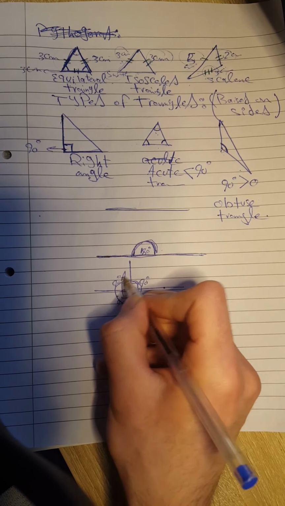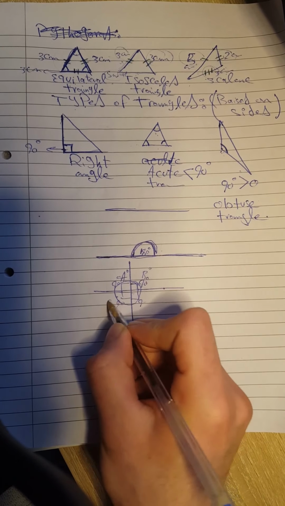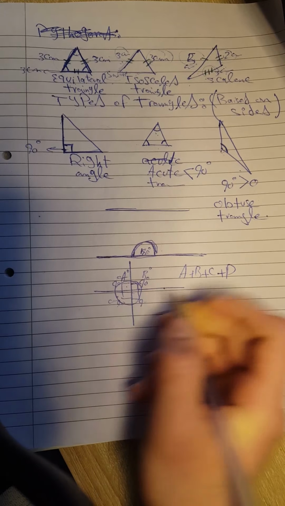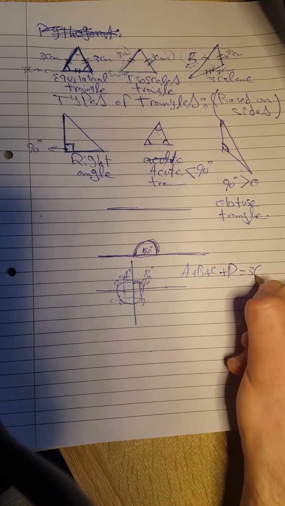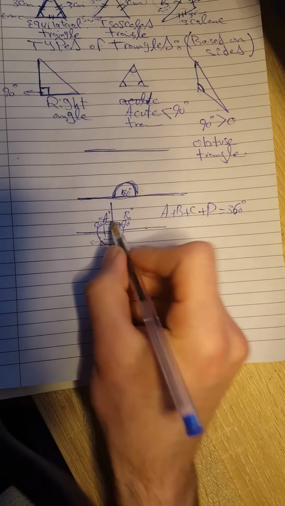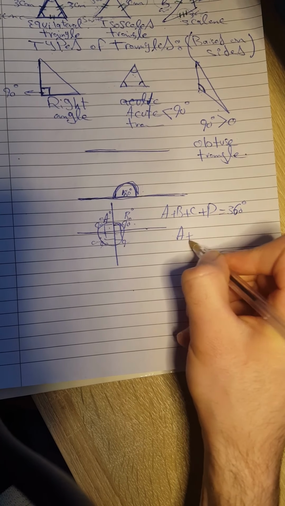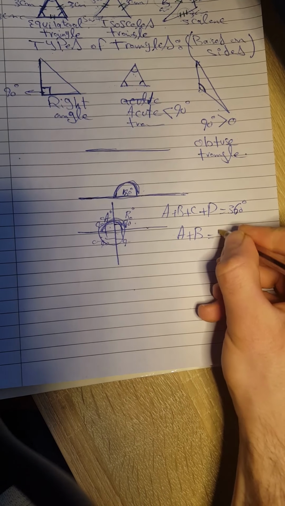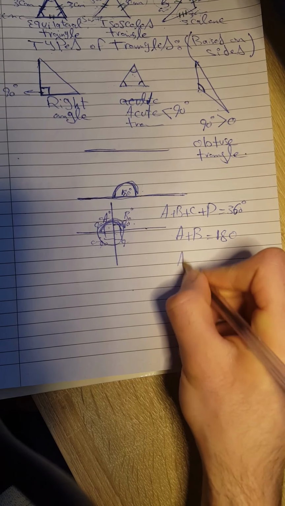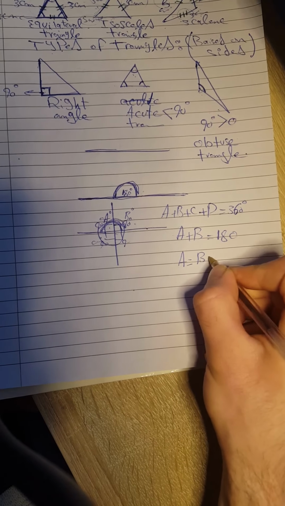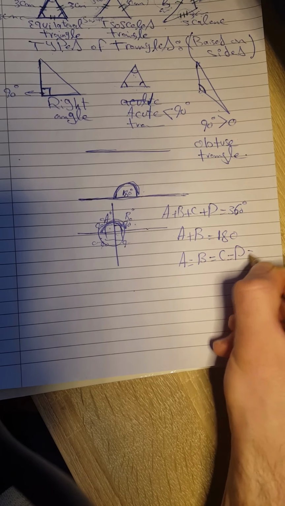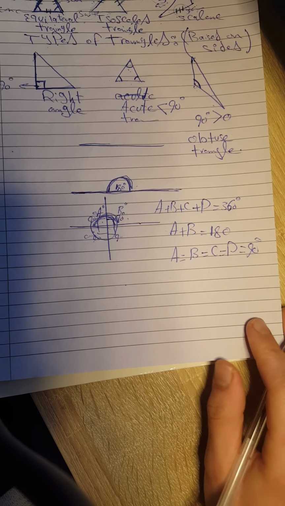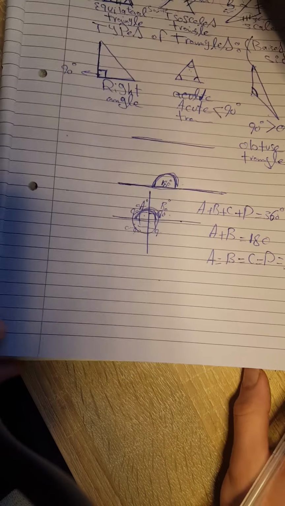For example, if I call this one A degree, B degree, C, D, whatever, A plus B plus C plus D, the 4 of them should be equal to 360 degrees. And in here, A plus B, the angle of the straight line, should be equal to 180. And A equal to B equal to C equal to D in this situation, and that would give me 90 degrees in this situation.